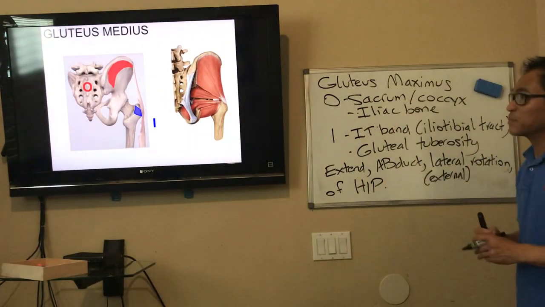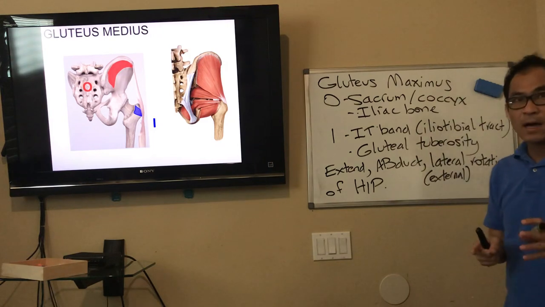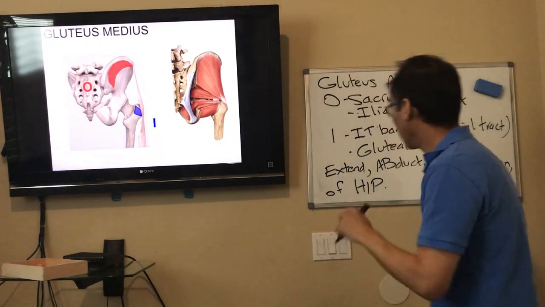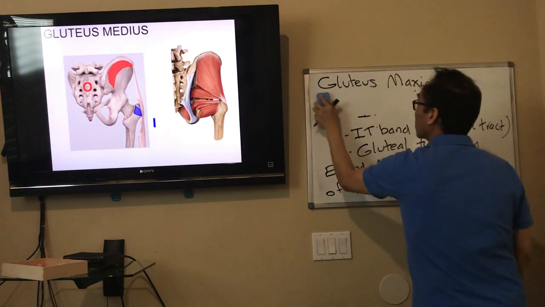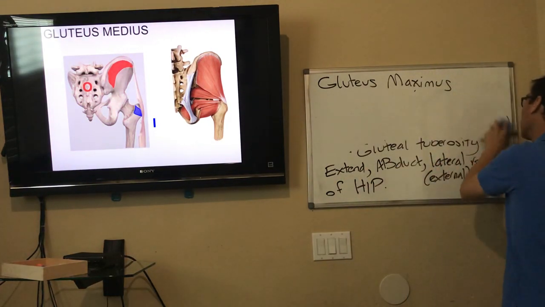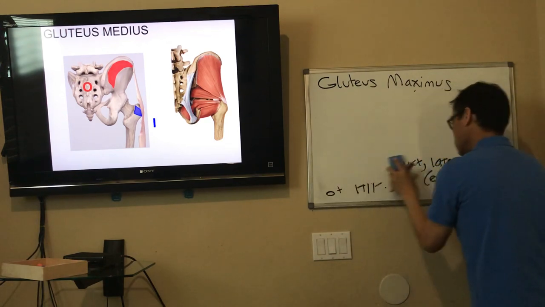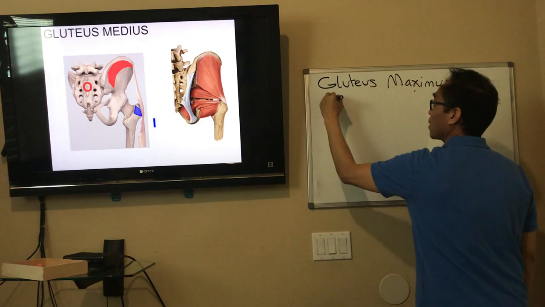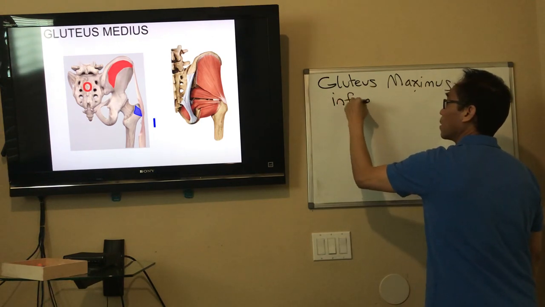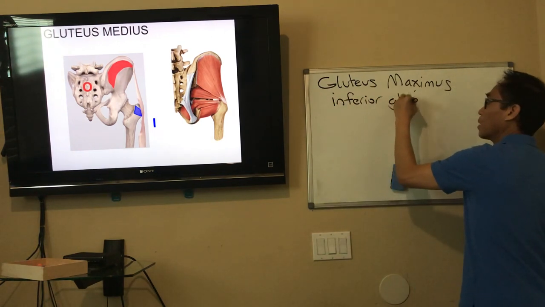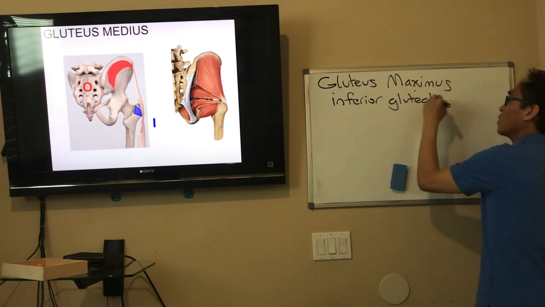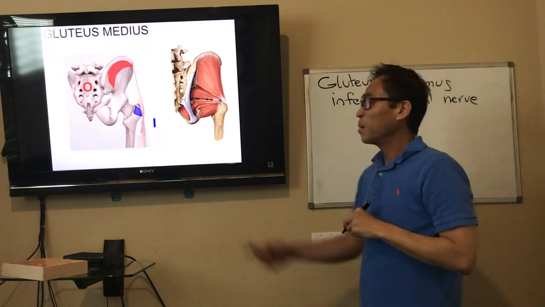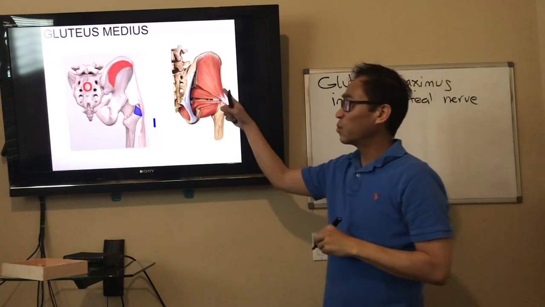Before I raise gluteus maximus, the gluteus maximus innervation is the inferior gluteal nerve. I'm gonna write that on the board. I do want you to know its innervation. Inferior gluteal nerve. Moving on, gluteus medius there.